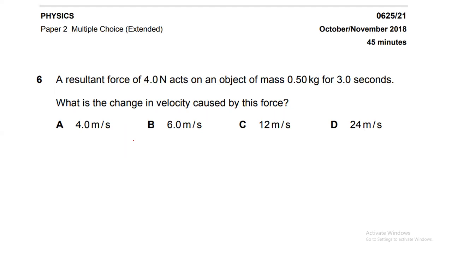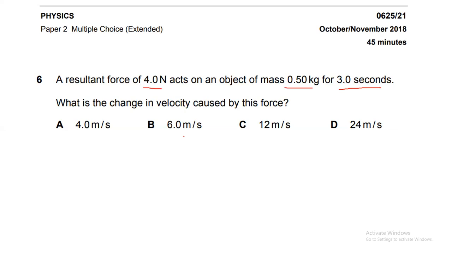Question number 6. It says a resultant force of 4 Newton acts on an object of mass 0.50 kg for 3 seconds. What is the change in the velocity caused by this force? Okay, we know the resultant force, we know the mass of the object, and we know the time for which the force acts on that body.